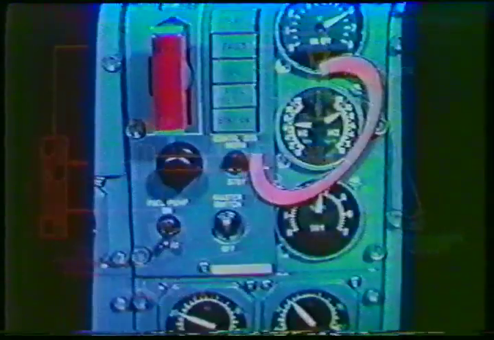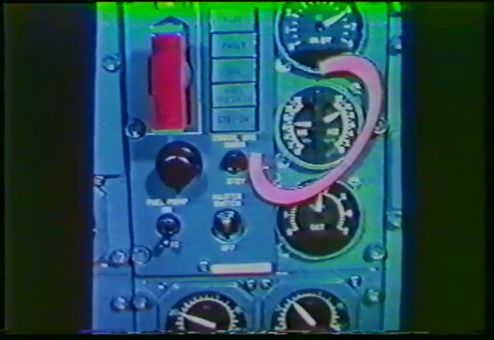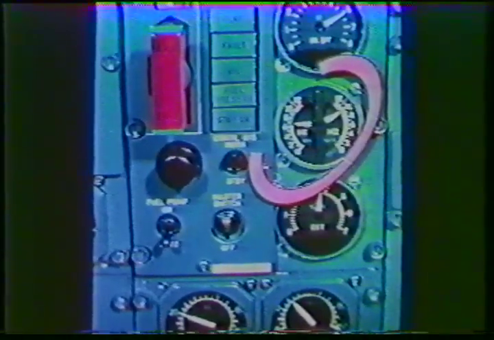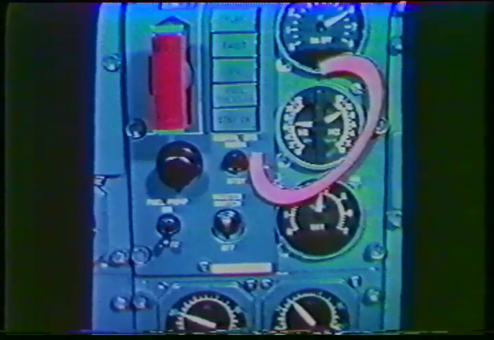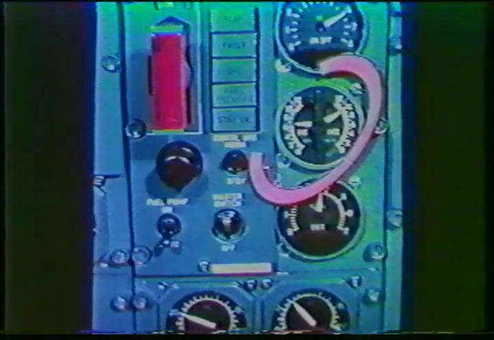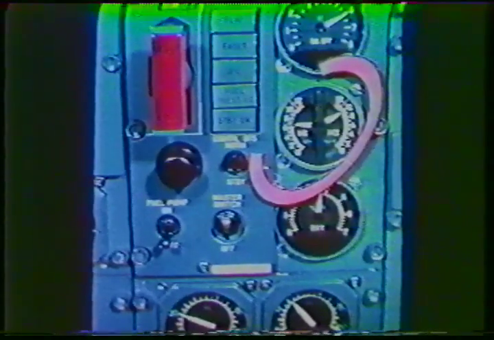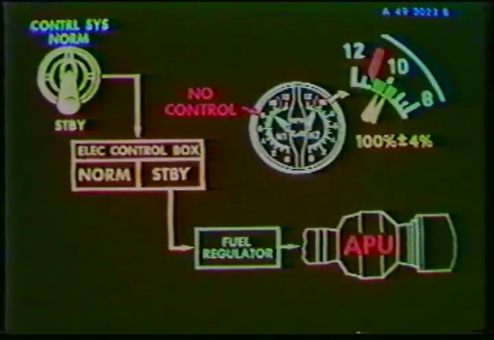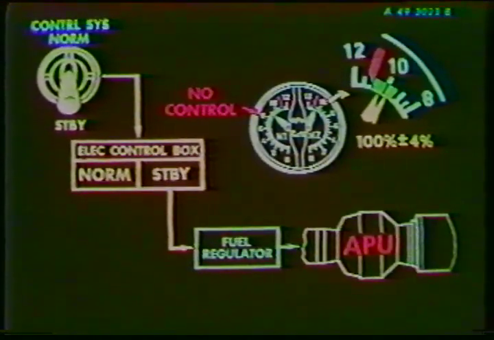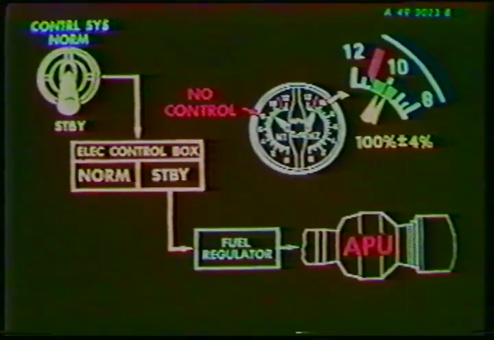The N2 rotor system is also controlled at a constant speed by the fuel regulator, which receives data from the electronic control box. This constant speed is indicated within the N2 green arc of the indicator. This speed is 100% plus or minus 2%. In the standby mode, the second electronic system will control the N2 speed, but within less precise limits: 100% plus or minus 4%.